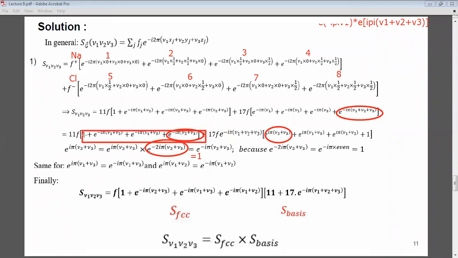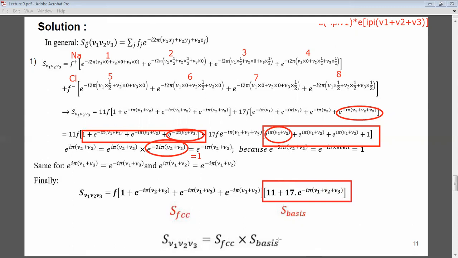Okay, so it is 1 plus e to the minus i pi (V1 plus V2) plus e to the minus i pi (V1 plus V3) plus e to the minus i pi (V2 plus V3). It is common here and here. Okay, it is the same term. It's here and here. So I take it as a common factor. What I will have inside is now another parenthesis: 11f plus 17f e to the minus i pi (V1 plus V2 plus V3). And this is what I have over here.